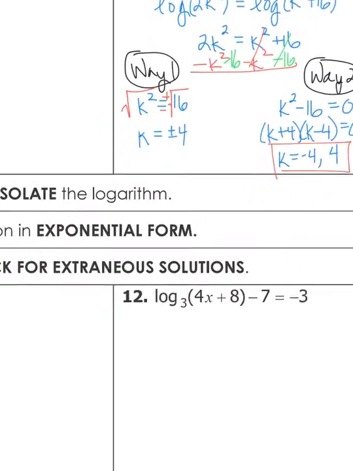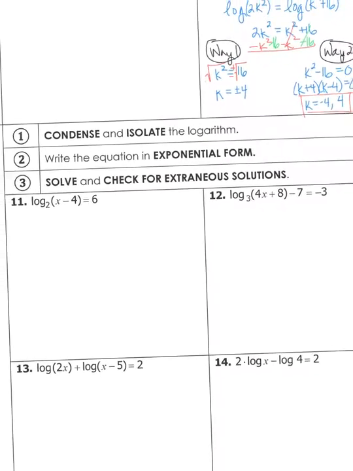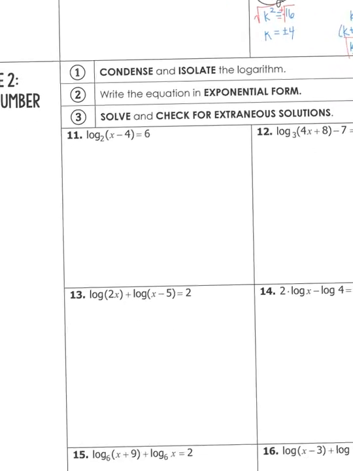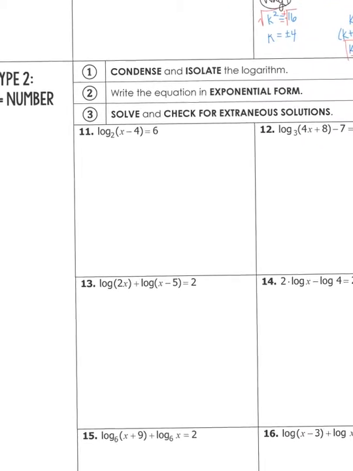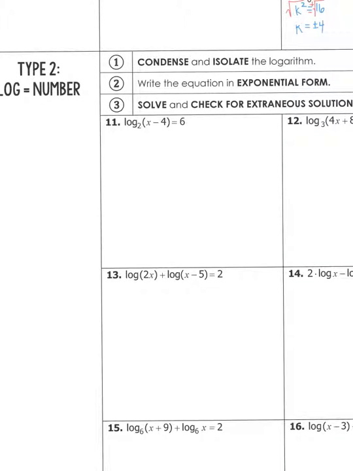All right, so what's going to happen if we have just a log equaling a number? So I'm going to back into this a little bit. So we just have a log equaling a number. Our process is going to be these three steps here. So you're going to condense, so you're going to get any logs that are more than one log together, so you're going to condense those, and you're going to isolate them on one side. That means you want to get the one log on one side by itself.